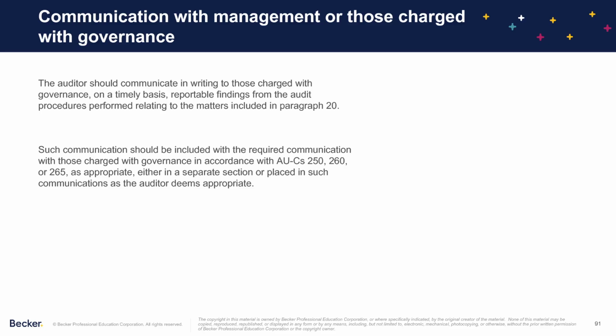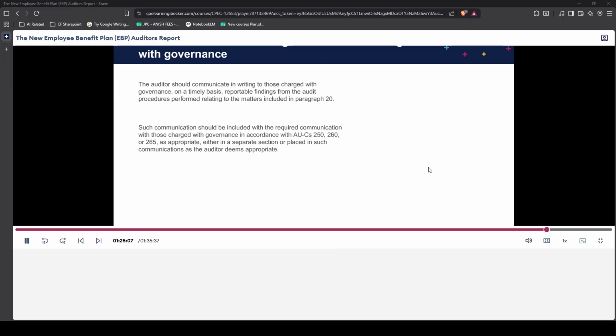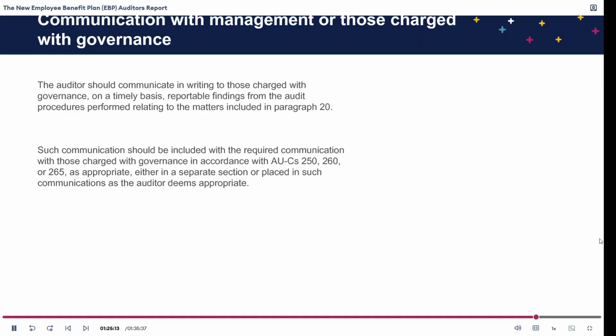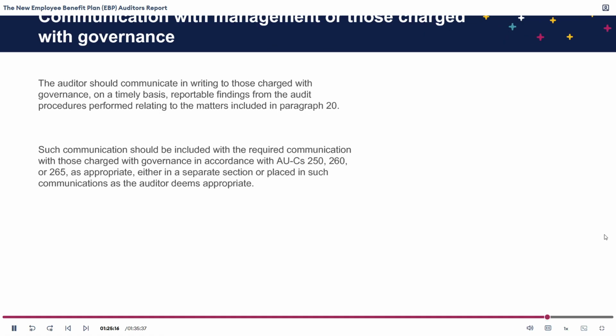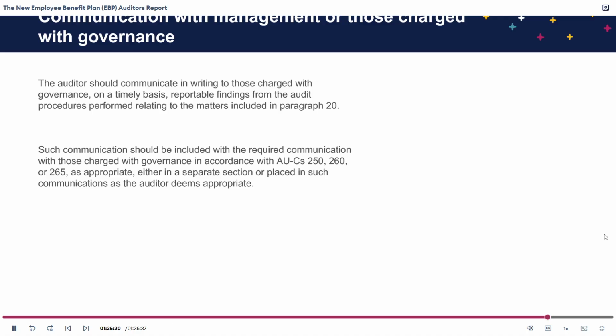And they should be included in the required communication with those charged with governance under AUC 250, which is our laws and regulations, 260, which is our communication with those charged with governance, and 265, which is going to be our internal control findings, either in a separate section or placed in the communication as the auditor deems appropriate. So very important that if we have these items, that we are communicating them appropriately.